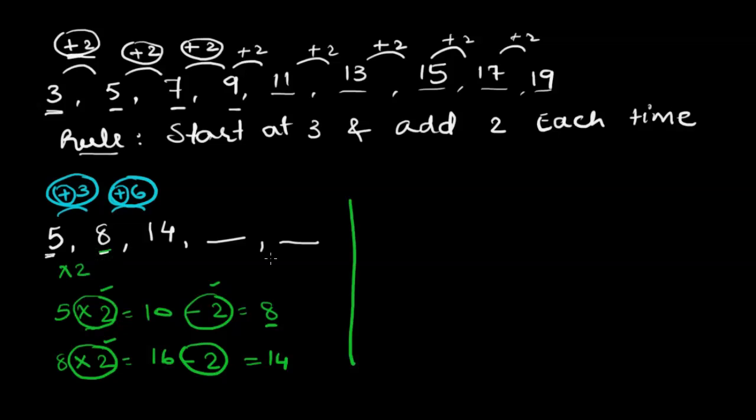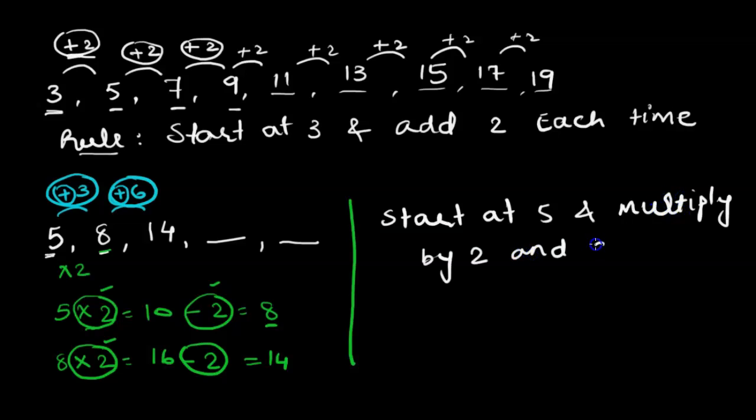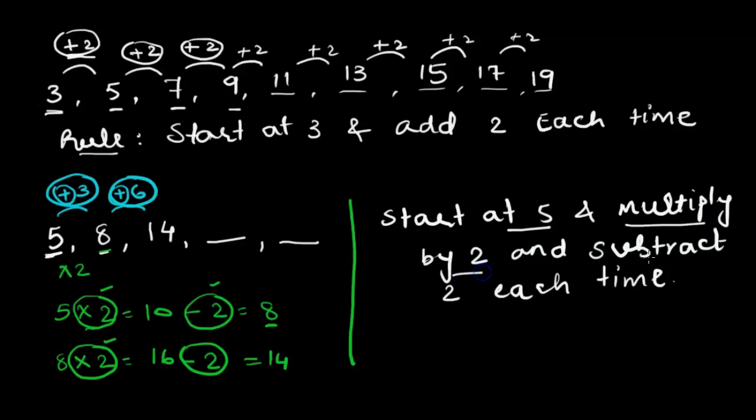Therefore, for this recursive pattern, the rule would be: start at 5 and multiply by 2 and subtract 2 each time. So we start this pattern at 5, and the recursive rule that we follow is multiply by 2 and subtract 2 each time. We follow the same pattern here. So this is times 2 minus 2, times 2 minus 2. Here also we would do times 2 minus 2.